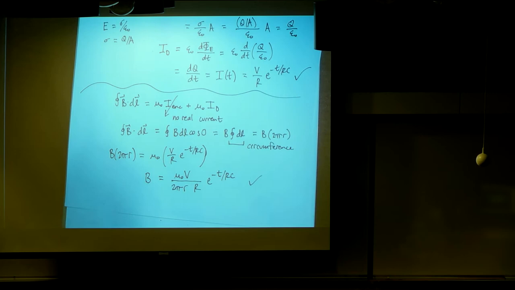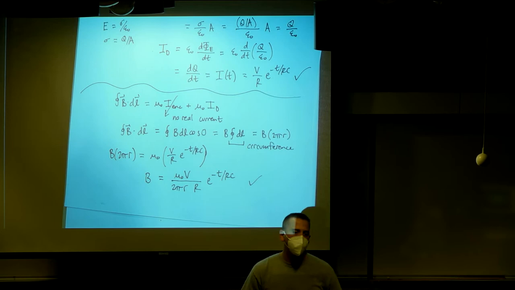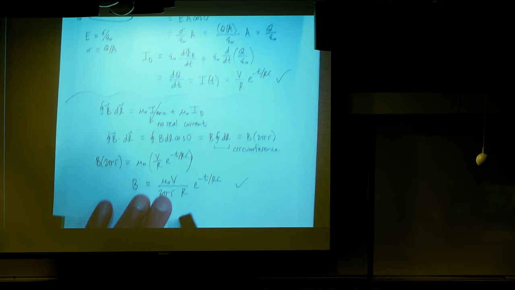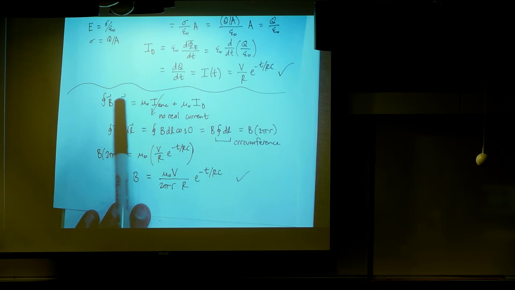Okay. So the lesson here is, we know how to calculate displacement current. Basically, if you have a changing electric flux, you have a displacement current, and then you can plug that into the Ampere-Maxwell law, and it behaves just like a real current in the sense that it creates a B field. That's what we did.